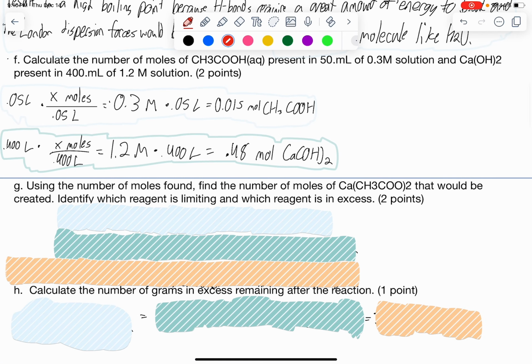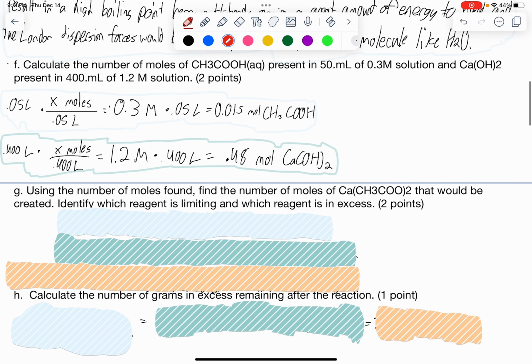Then step G, that was more molarity. This is more proper stoichiometry. Now you're going to be asked to convert the number of moles of acetic acid and of calcium hydroxide into Ca(CH3COO)2, which is obviously our product. In addition to this, you have to identify which reagent would be the limiting and which would be in excess. So the first step would be converting your acetic acid.